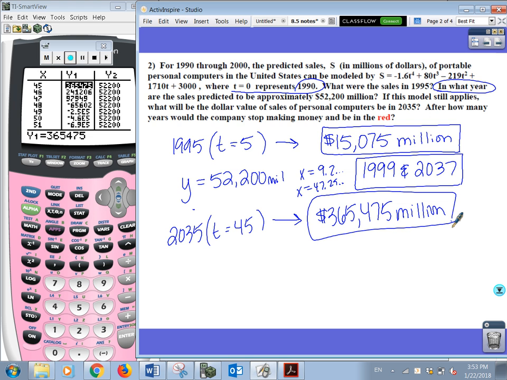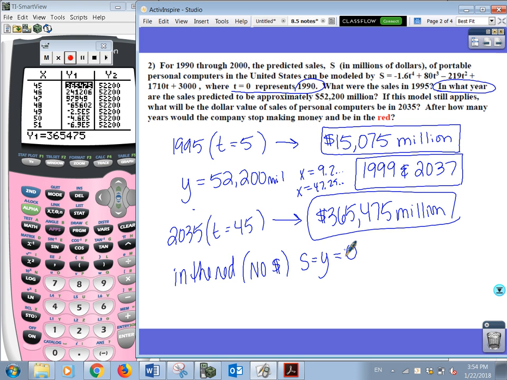All right, and then the last question, in the red. Hopefully you know what that means. If you don't, here's a little lesson. You don't ever want to be in the red. That means you don't have any money. Okay, so in the red means no money left. If we have no money, that means S, or in this case y, is equal to 0.